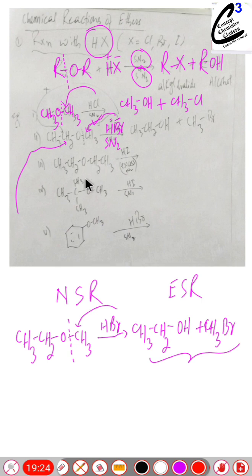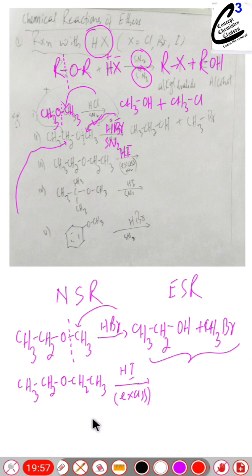Okay, in the third example I am taking a symmetrical ether, ethoxyethane, diethyl ether, and it is reacted with HI. Very important here, it is written that HI is in excess. Let me write the reaction here: CH3CH2OCH2CH3, and it is reacted with HI taken in excess.